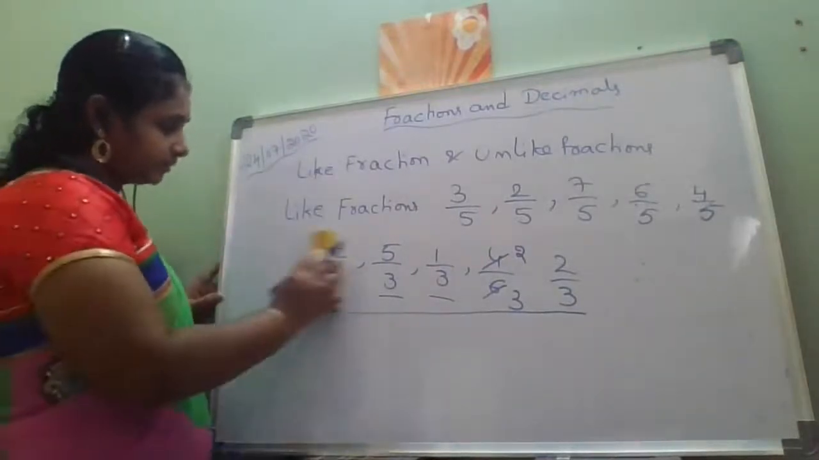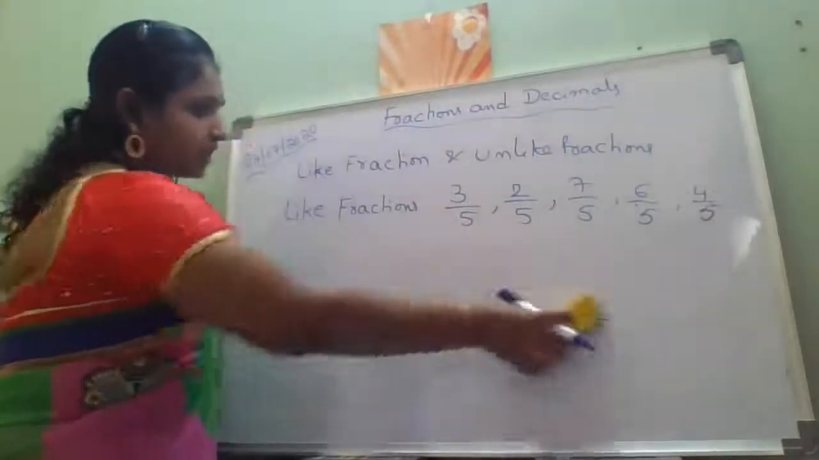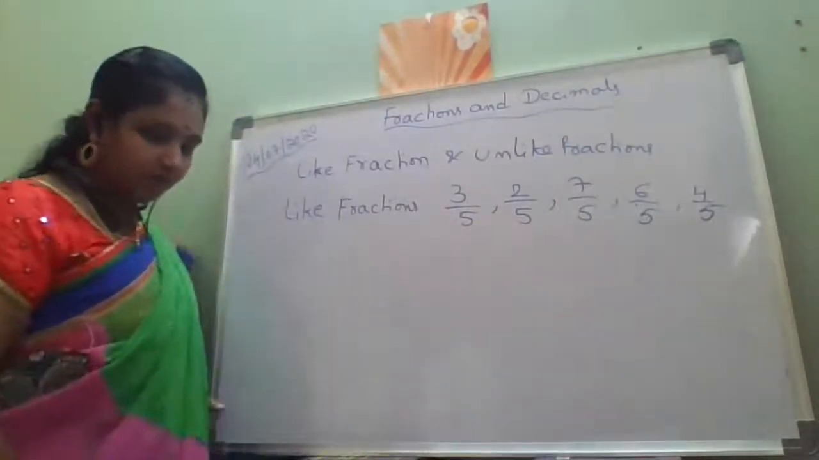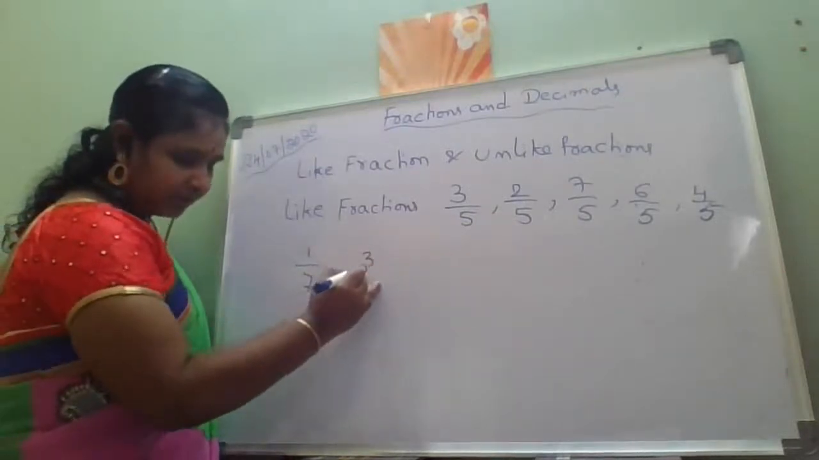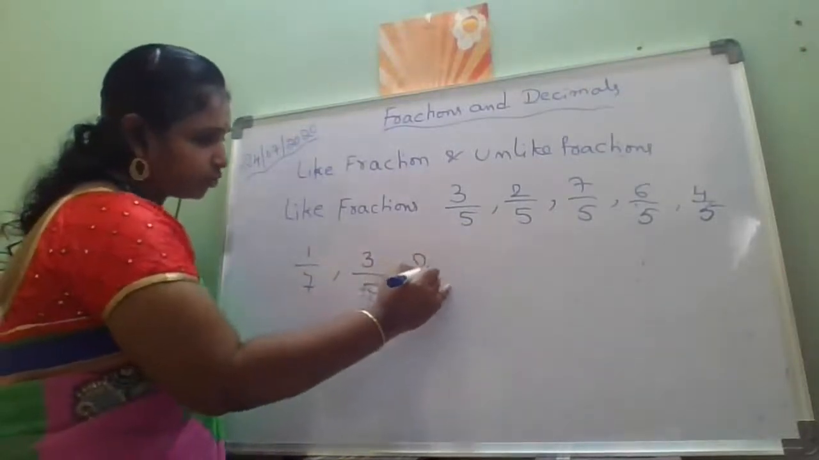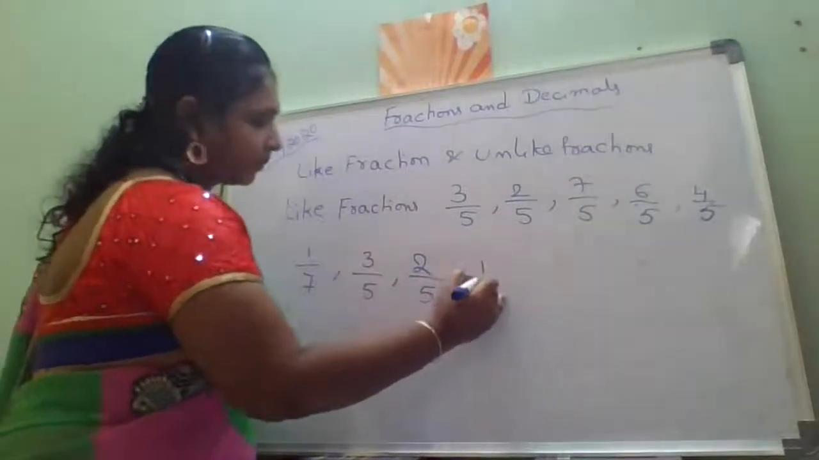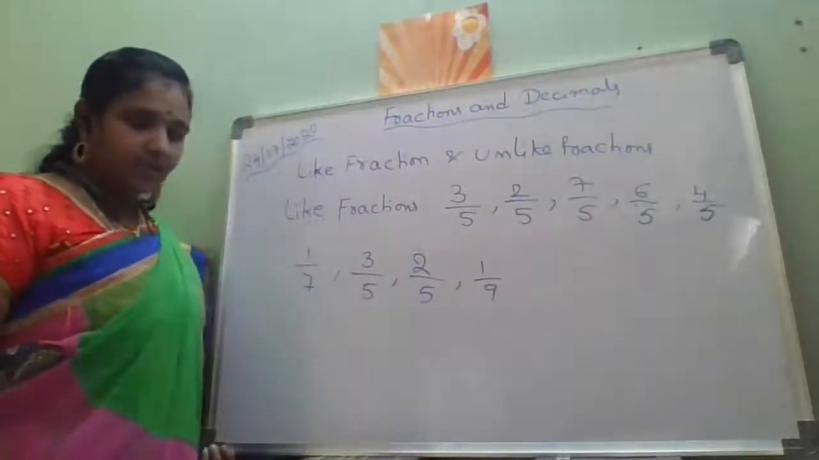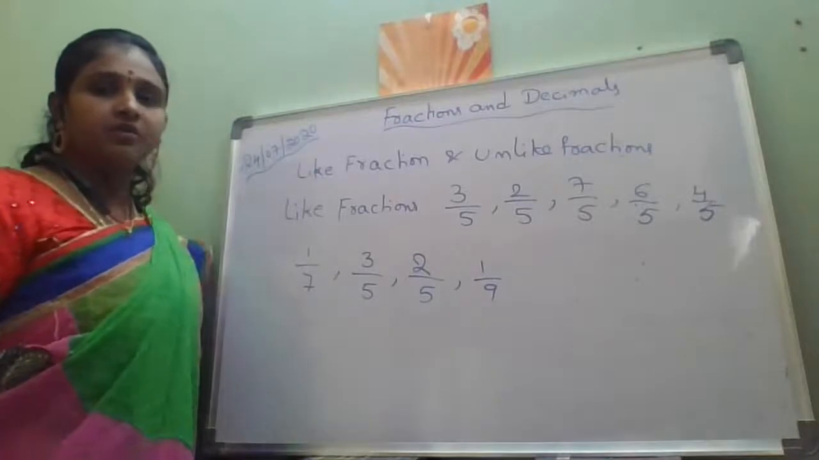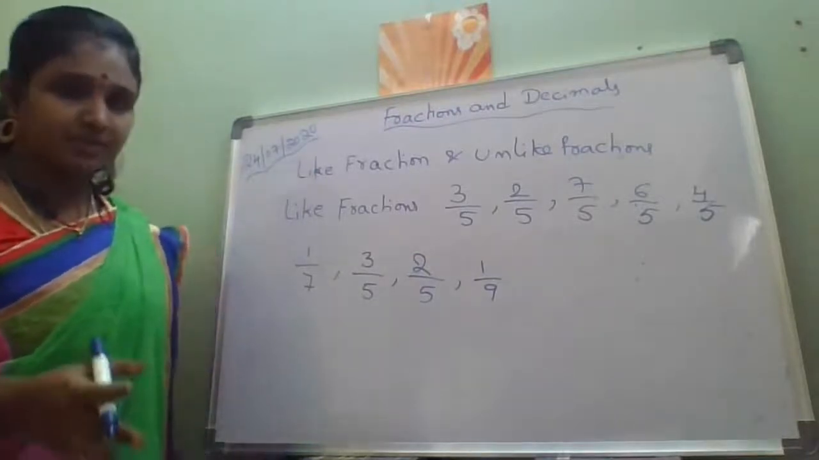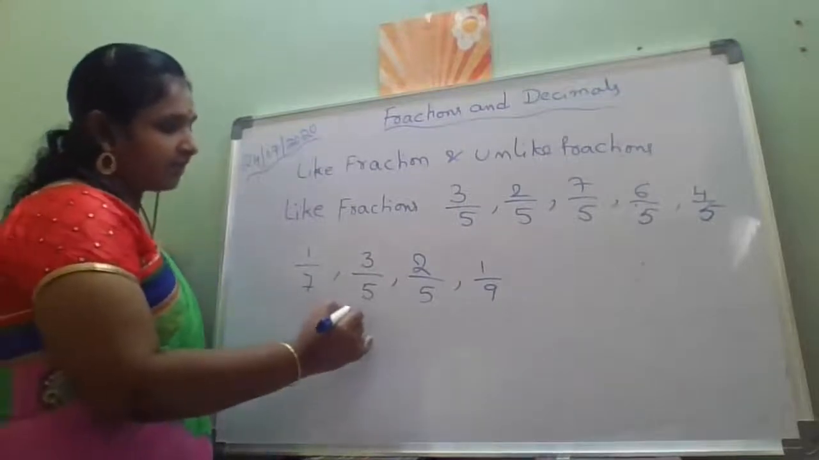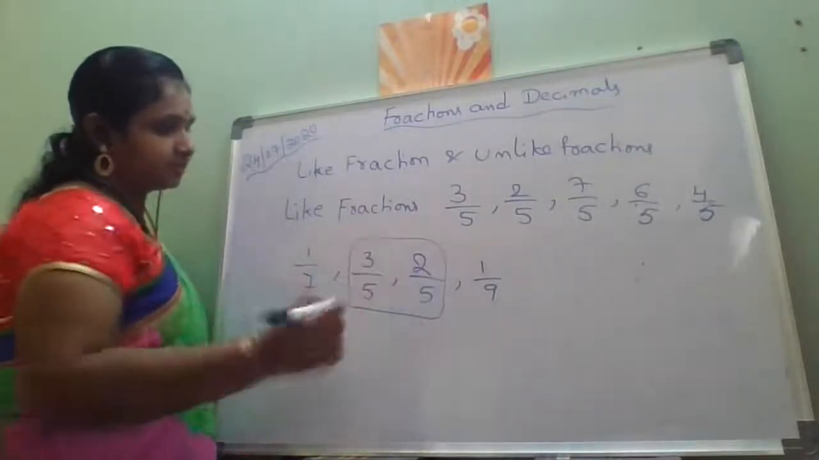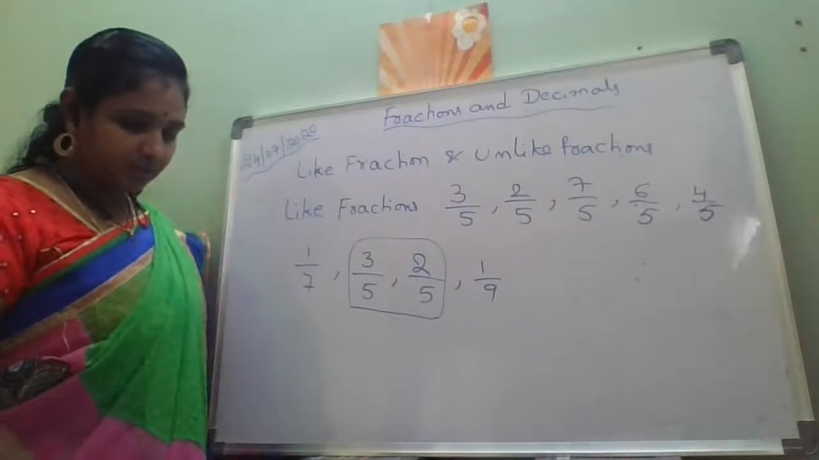Next one. One more set I will give. Tell me: 1 by 7, 3 by 5, 2 by 5, 1 by 9. In these four, which pair is like fractions? 3 by 5 and 2 by 5. Okay. Next.